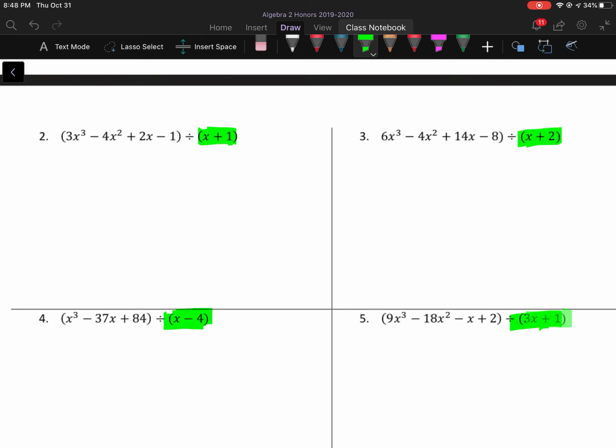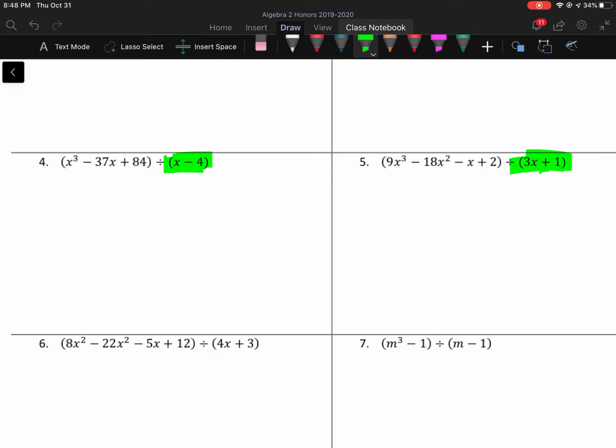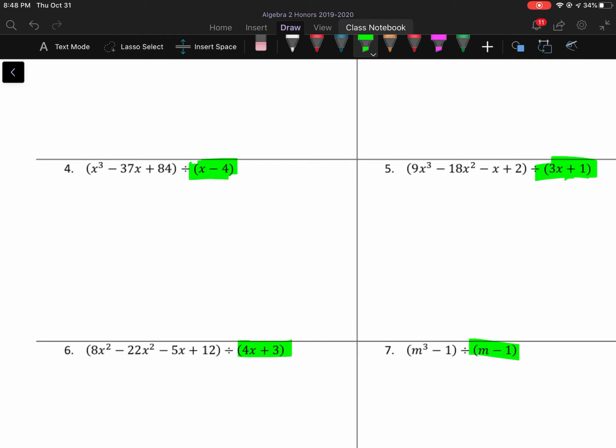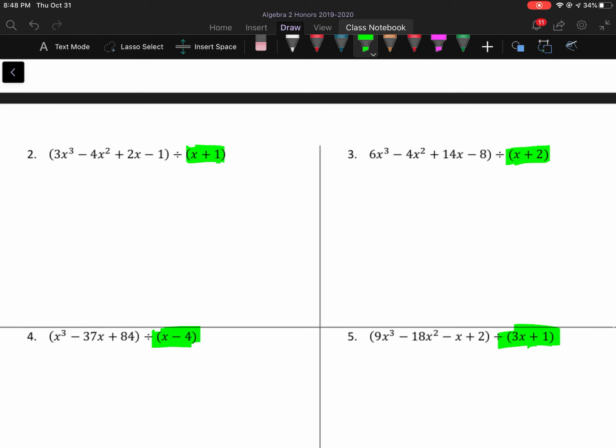Everything's already highlighted because this is our second take of this video, but we're just going to let that go. 4x plus 3, m minus 1. All of those things are linear terms because there's no exponent. It's like y equals mx plus b. It's just an x. There's no power for the x. It's just mx plus b.